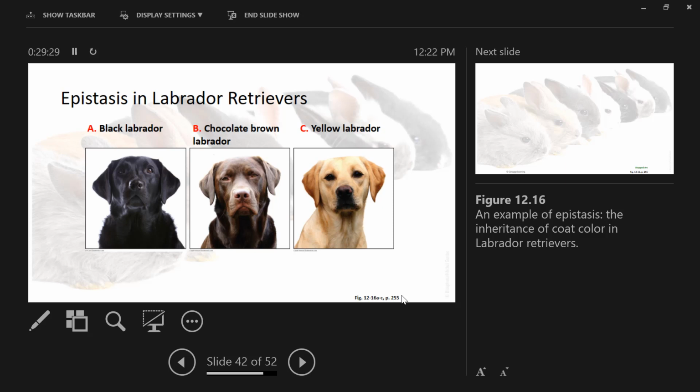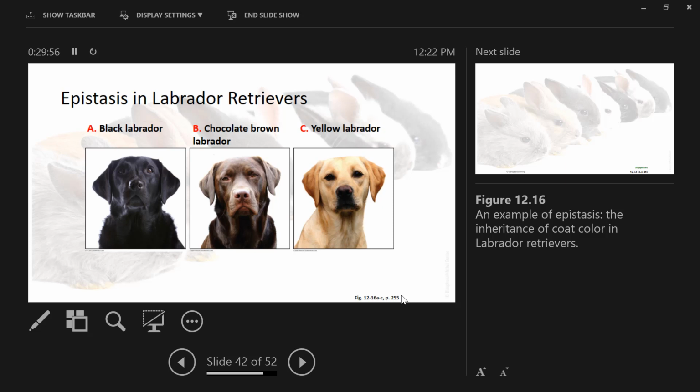All right? And so we would say that this gene here, depositing pigment, is epistatic to this gene here, which is pigment type, because if you can't deposit pigment, it doesn't matter what pigment type you're making. It's not getting deposited. Happens to be the recessive trait is don't deposit pigment.